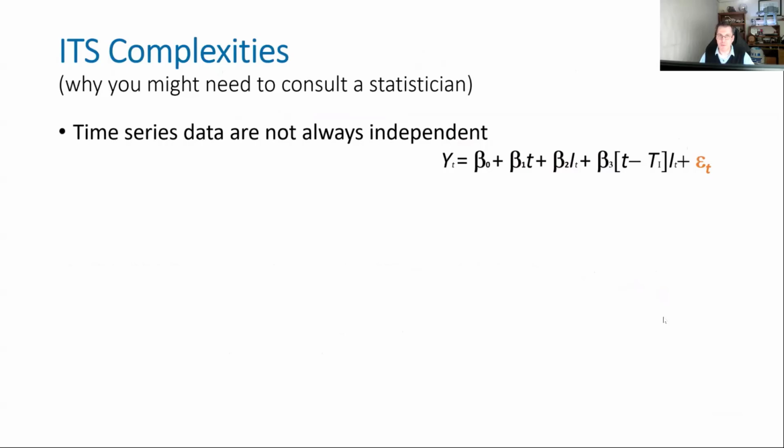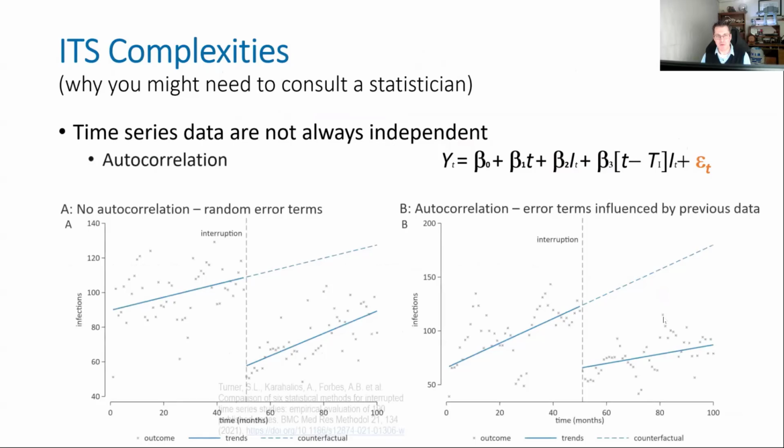Now, complexities, why you might need to consult a statistician. I know sometimes that's difficult, but these can be quite tricky sometimes. For starters, our time series data are not always independent. Now, what do I mean by that? Well, in the model that we fitted here, this error term turns out to be quite important.